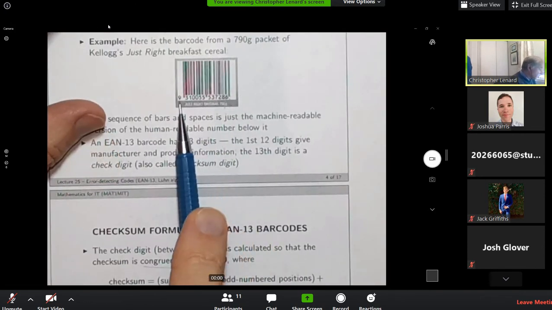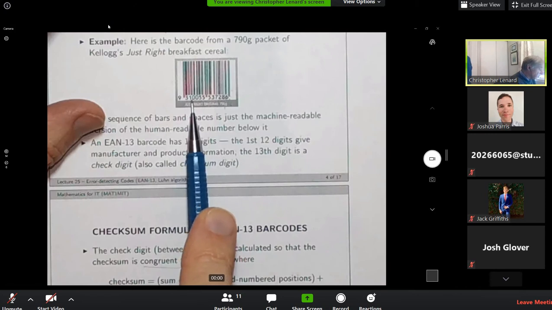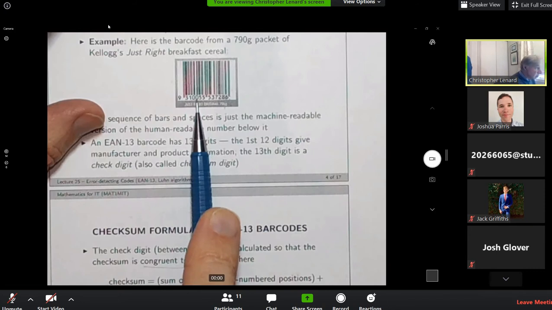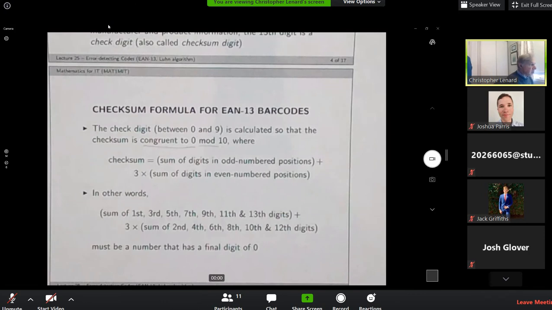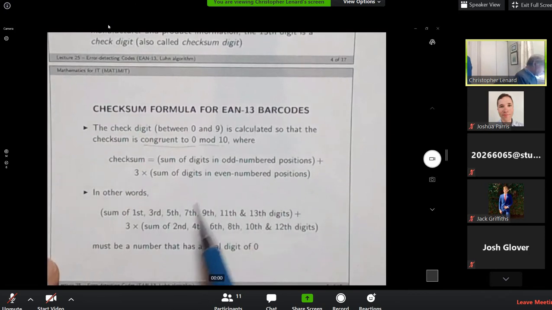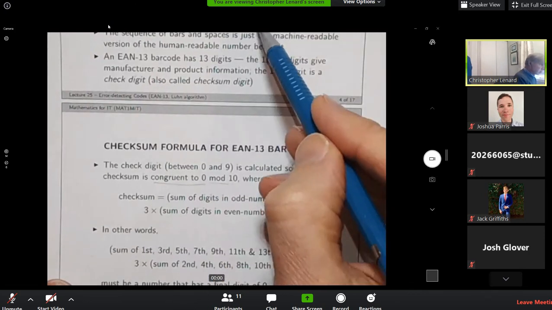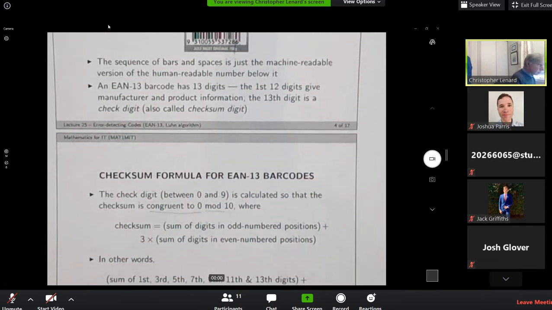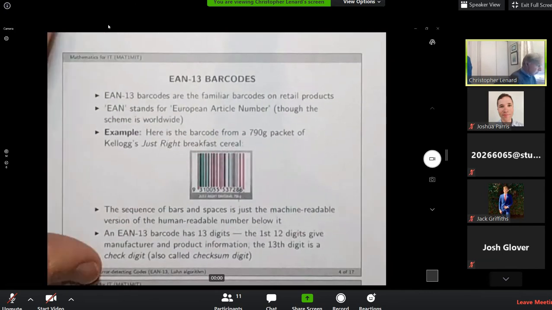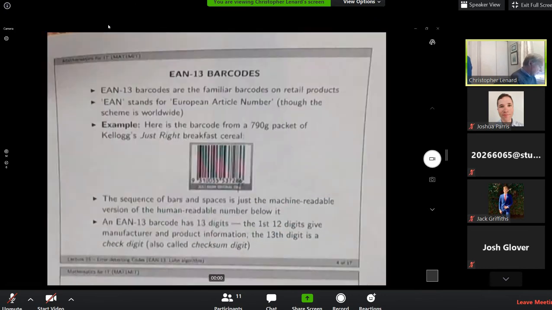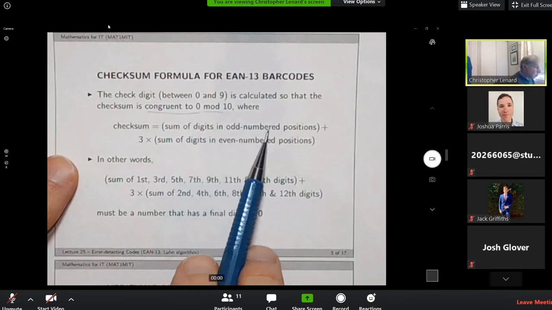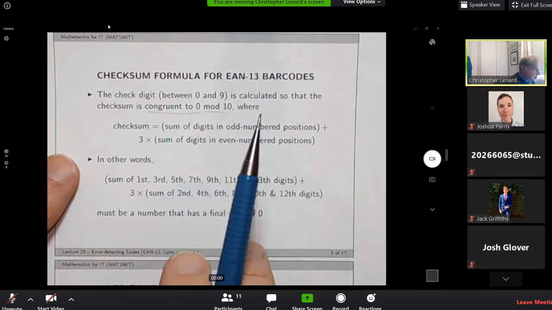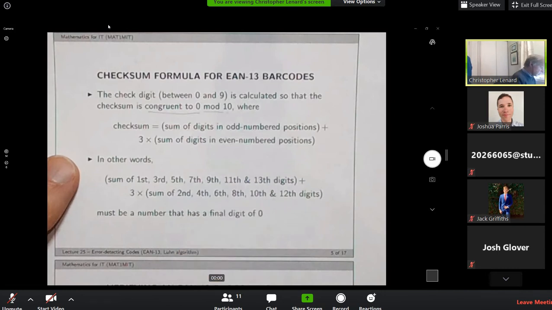So the first position is 9, the second position is 3, the third position is 1, the fourth position is 0, the fifth position is 0, etc. So we talk about the odd and even positions. How do we calculate that 6? Well, we take all the odd numbered positions. So not the odd numbers, but the odd numbered positions.